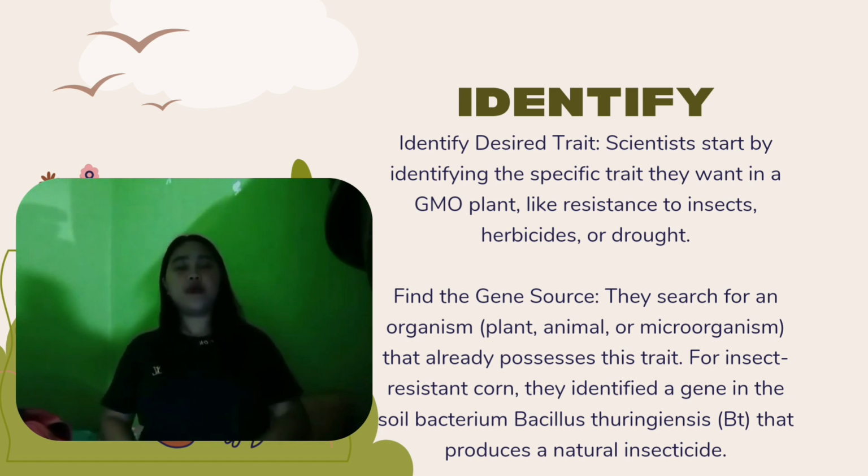For example, when scientists wanted to create insect-resistant corn, they searched for a gene source that could provide this trait. They found a gene in the soil bacterium Bacillus thuringiensis, or BT, that produces a natural insecticide. By introducing this gene into corn plants, they were able to create genetically modified corn that is resistant to insects.